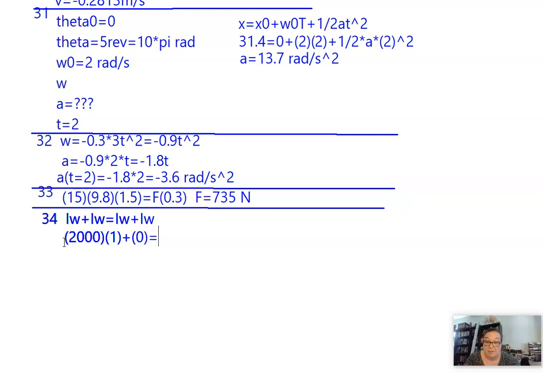Now, on the opposite side, at the end, we're still going to have the merry-go-round, which has the same moment of inertia. The merry-go-round has not changed shape.